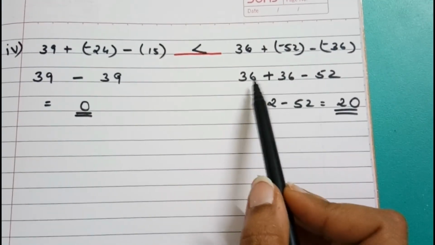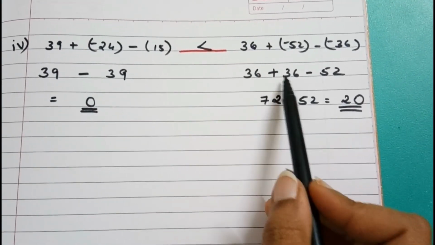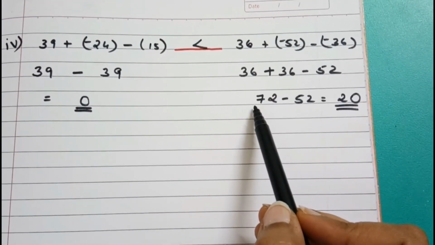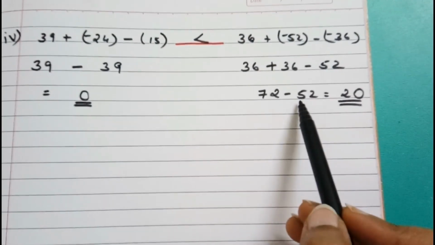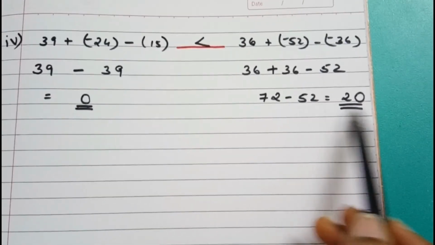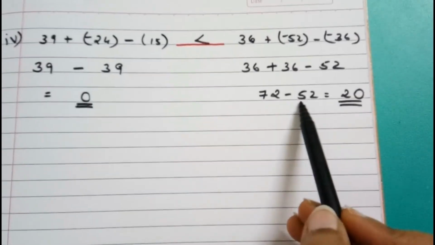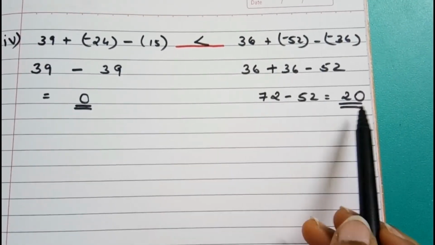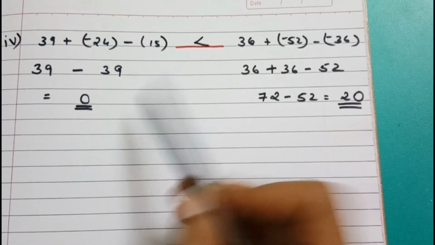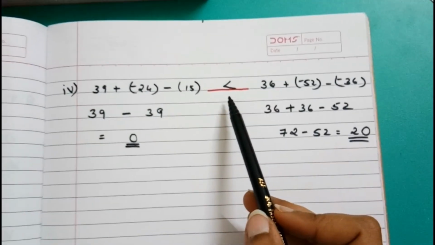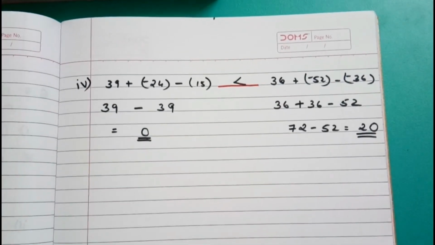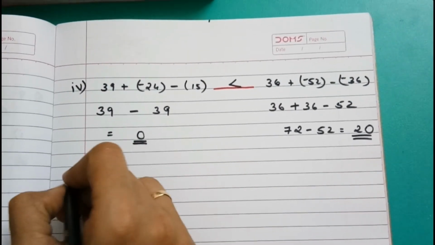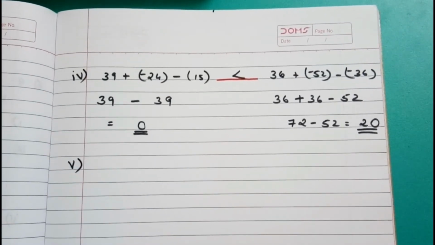Calculating this, 6 plus 6 is 12, carry 1, 3 plus 3 is 6, carry 1, 7, 72 minus 52. 2 minus 2 is 0, 7 minus 5 is 2, 20. So since 20 is greater than 0, we put here a greater sign. I hope this is clear now. We'll see the last sub question of this question number 9.